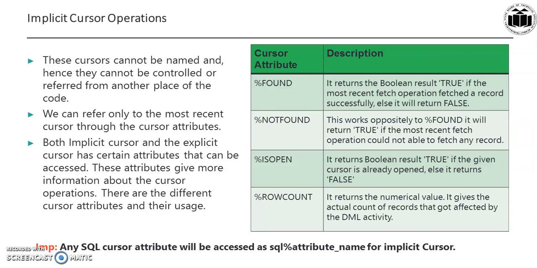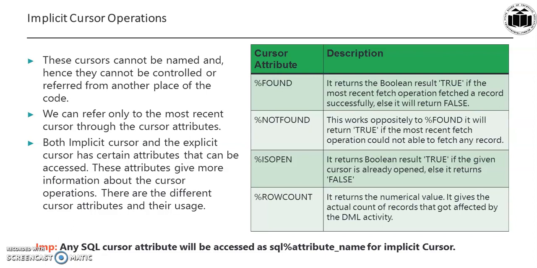The first cursor attribute is %NOTFOUND. We have to use the percent sign for %NOTFOUND, %FOUND, %ISOPEN, and %ROWCOUNT. These are the different cursor attributes. So we need to write them as they are. Case doesn't matter, but the percent sign is required. So the first is %FOUND.